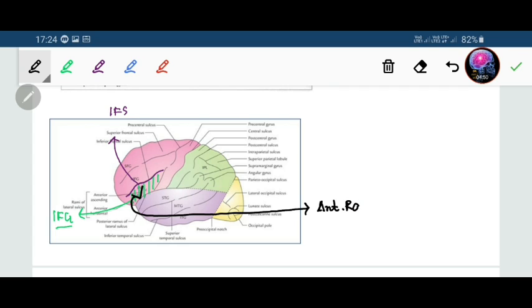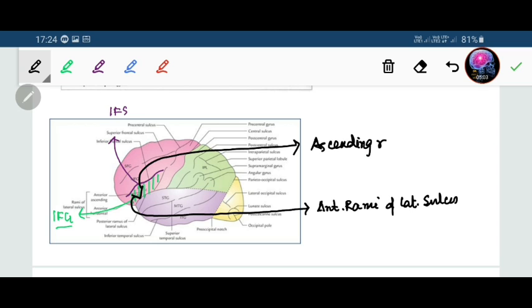Anterior rami of lateral sulcus, ascending ramus of lateral sulcus. These two rami, anterior and ascending rami of the lateral sulcus, divide the inferior frontal gyrus into three parts.